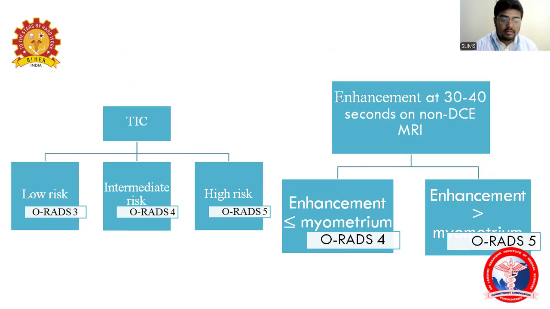The low risk will be given a score of 4 and intermediate risk will be given a score of 4, and for a high risk lesion, a score of 5 will be given.